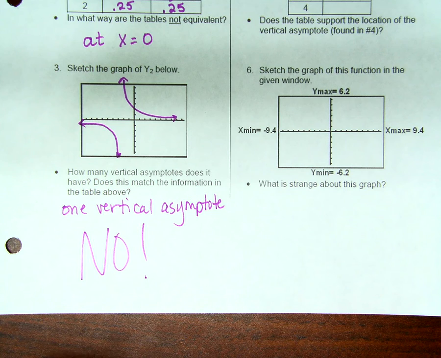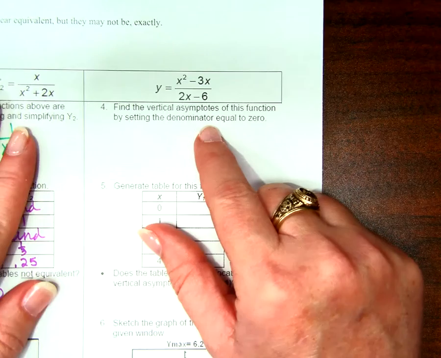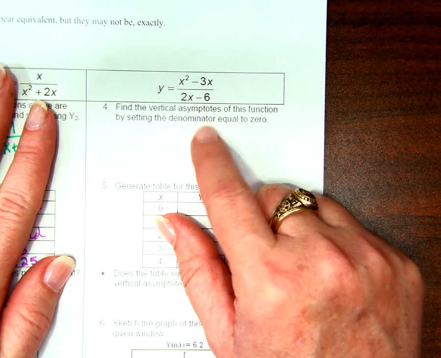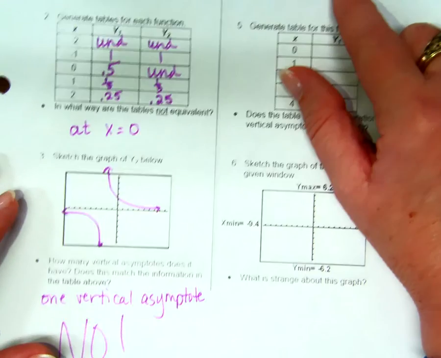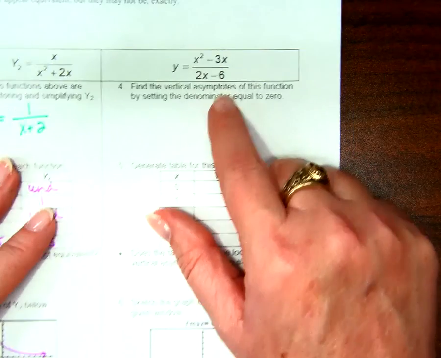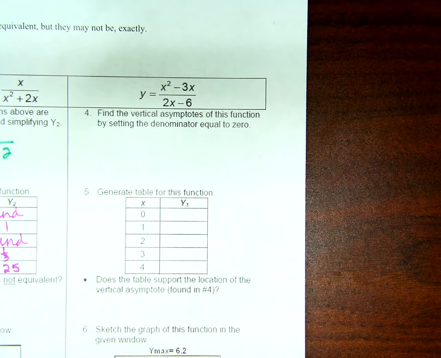So that's weird. So we're going to pause that example for a second and go to this one. Well, we're not really pausing it because we're not going to go back to it. We just know that it's weird. Okay? Look at this one. Y equals x squared minus 3x over 2x minus 6. Find the vertical asymptotes. How do you find vertical asymptotes?